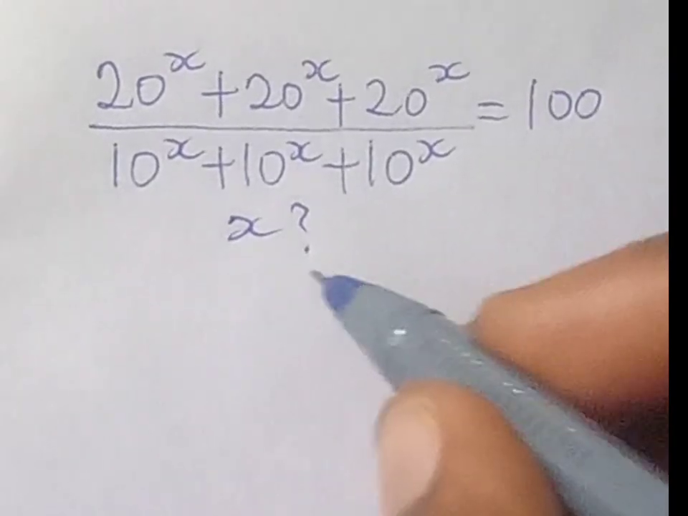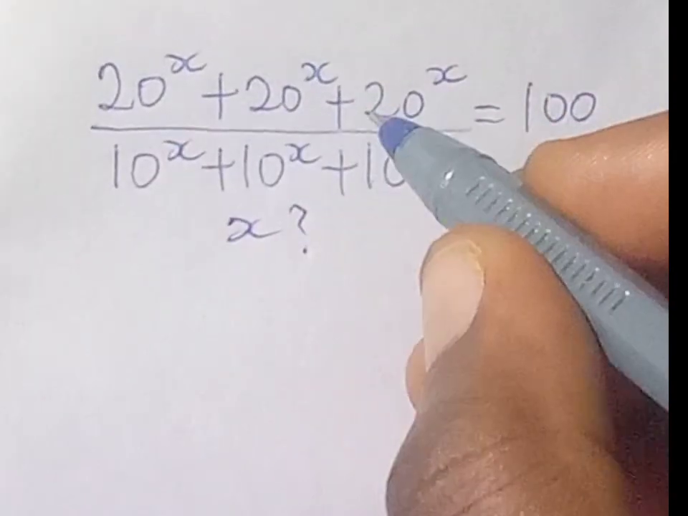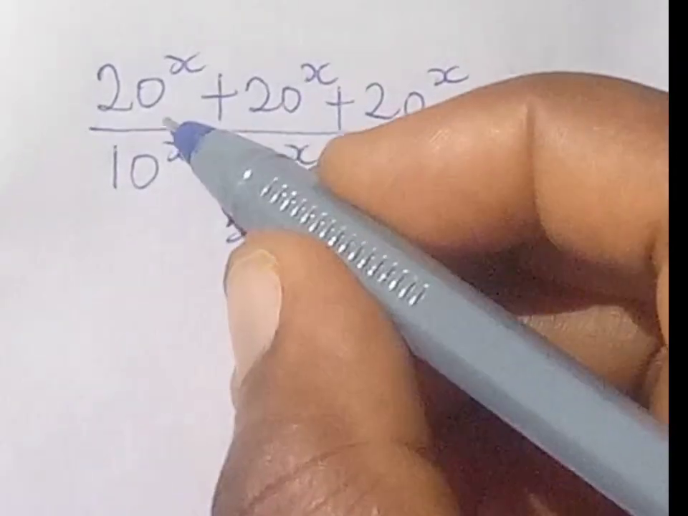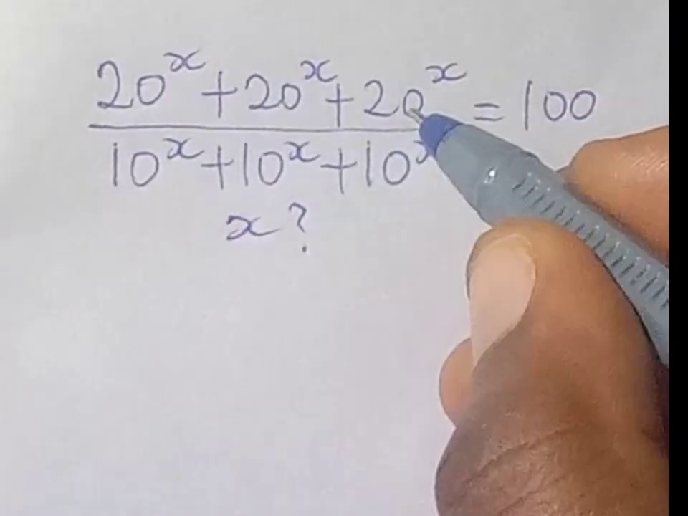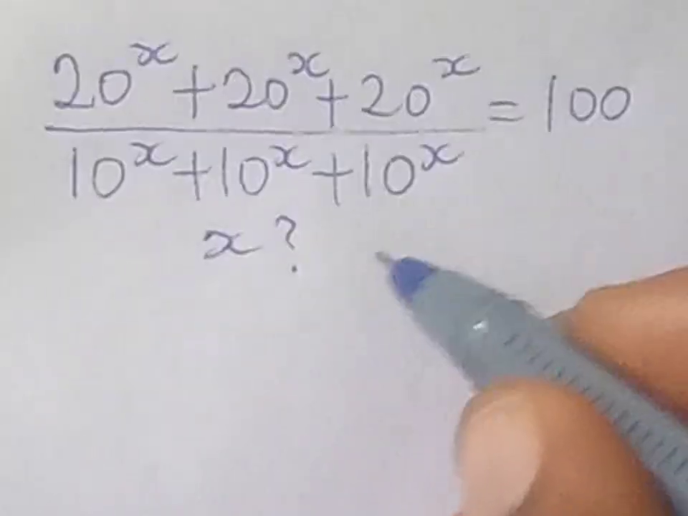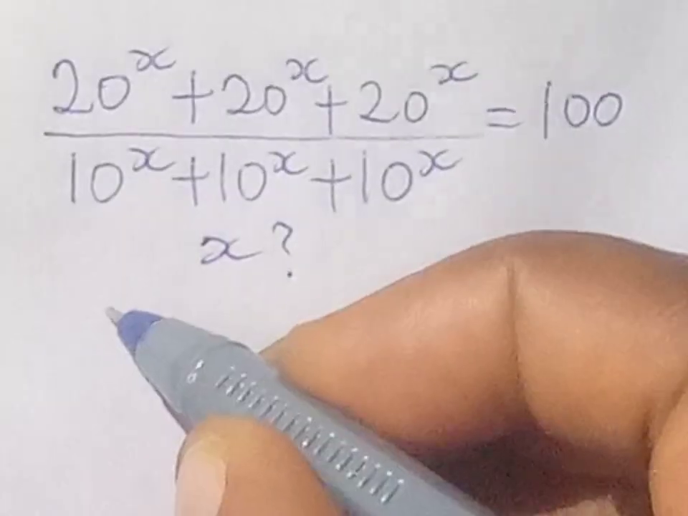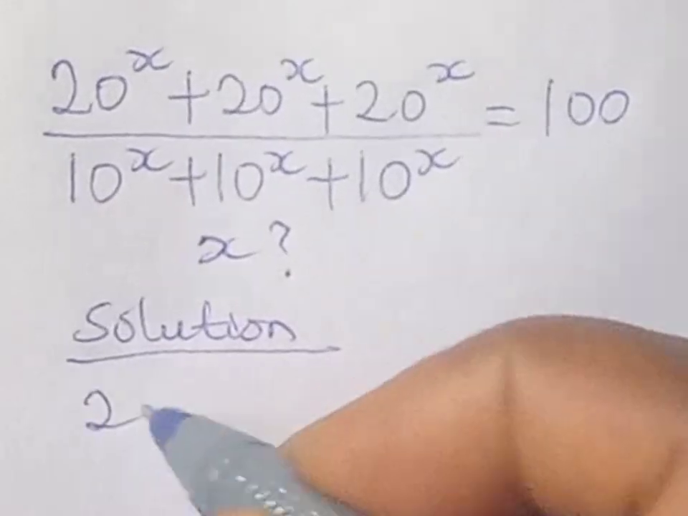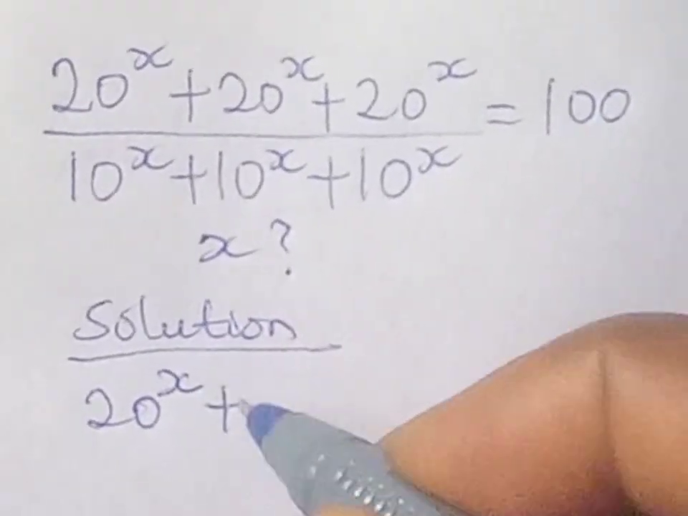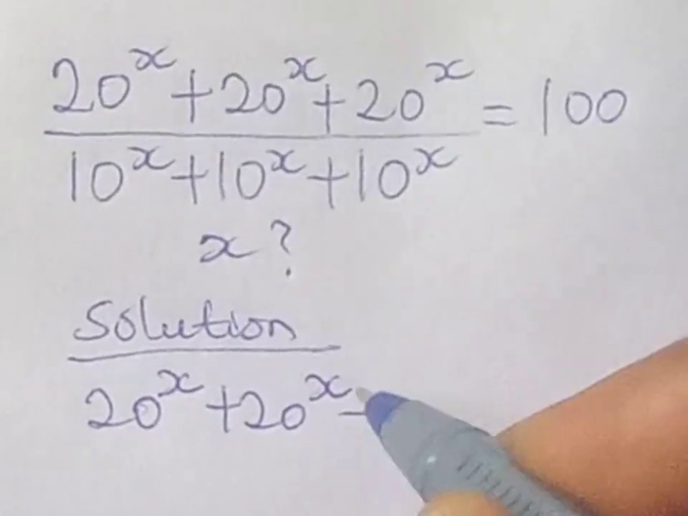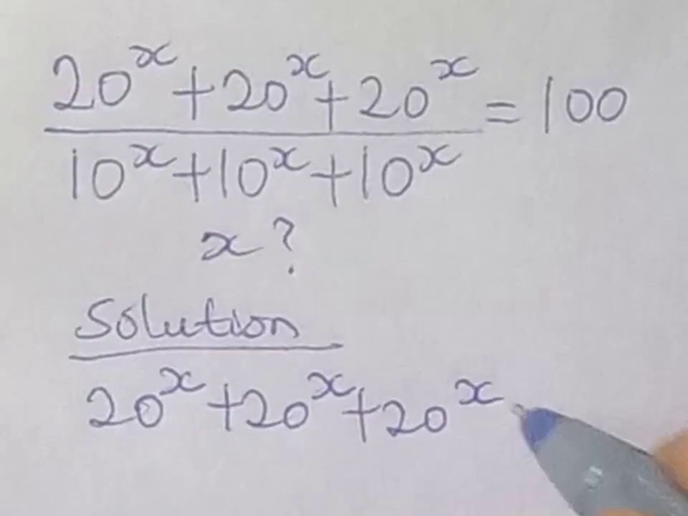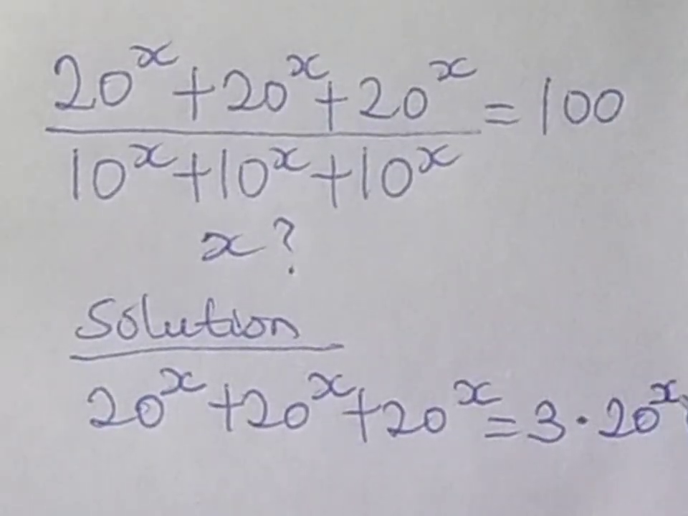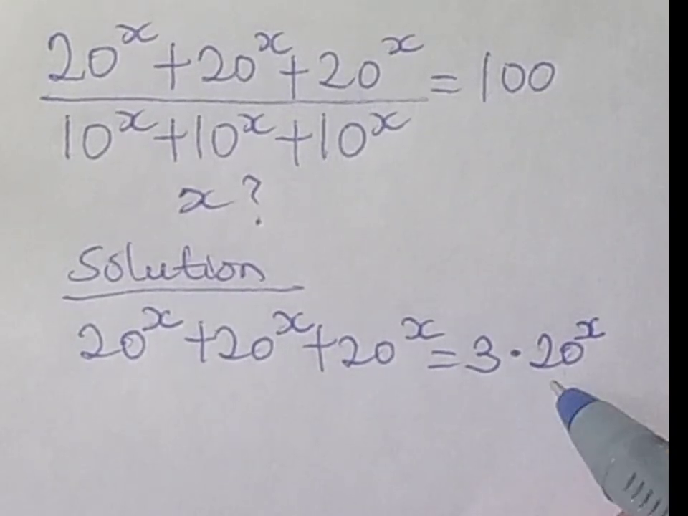The first thing is, let's look carefully at the numerator. It contains the same term 3 times, that is 20^x 3 times. Instead of writing it 3 times, let's factor it. So our solution: 20^x + 20^x + 20^x equals 3 times 20^x. So this is our numerator.